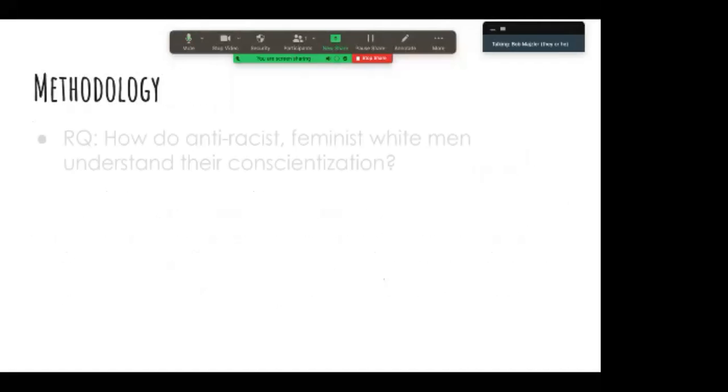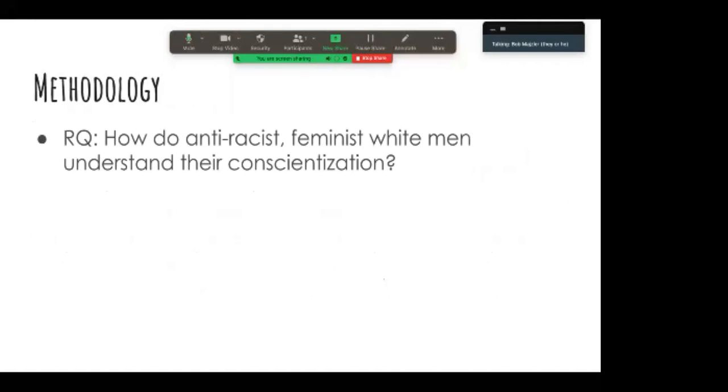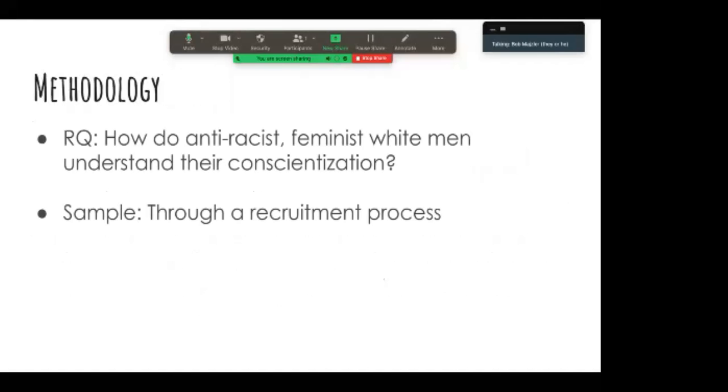So my methodology was, here's my research question: how do anti-racist feminist white men understand their concientización? I sampled through a recruitment process. So I reached out to people in my network, mostly women of color, and organizations that were promoting radical feminism, asking them if they knew any such white men, like the John Brown, Dean Spade, Paul Kivels of the world, and whether not just their rhetoric, but these white men's actions were consistent over time.